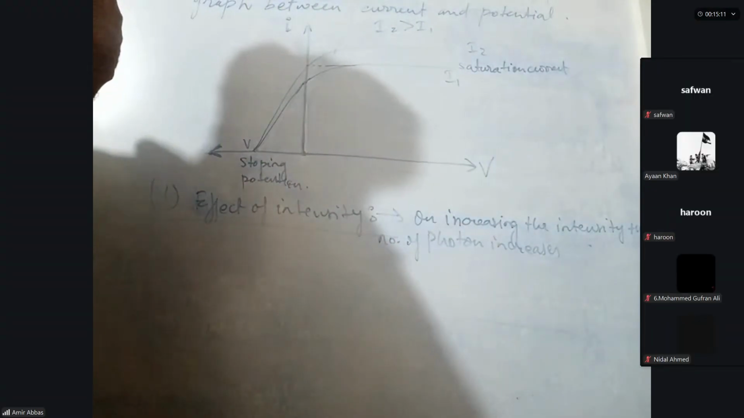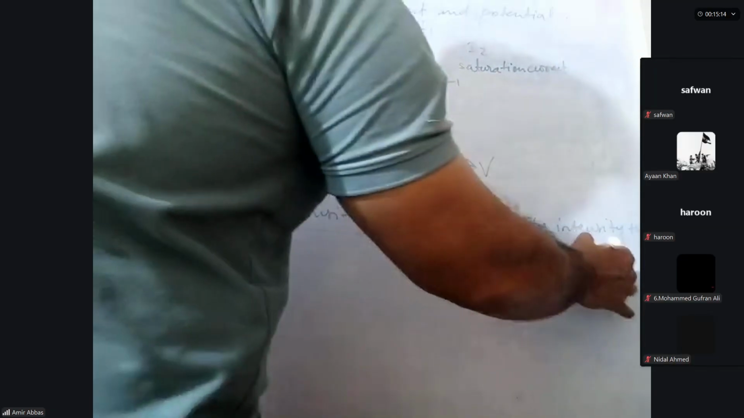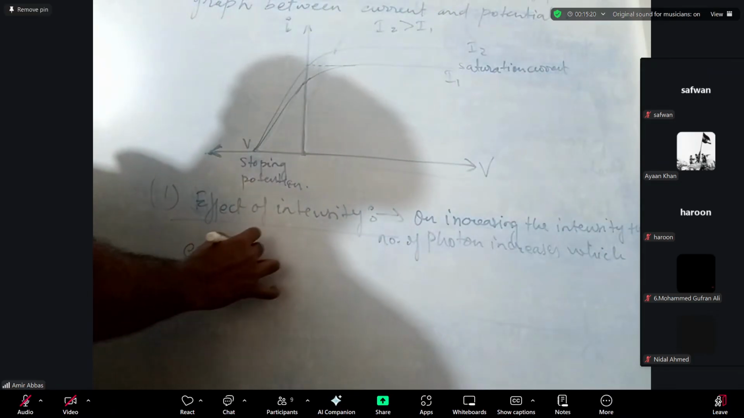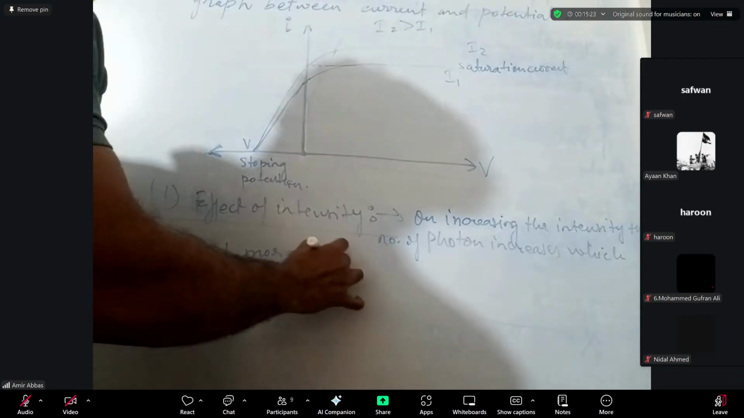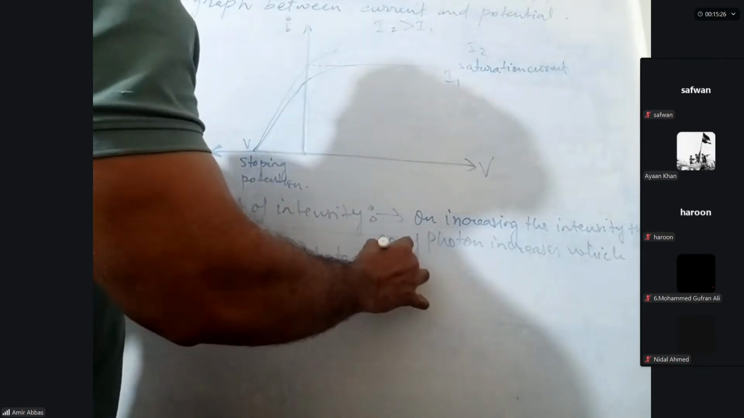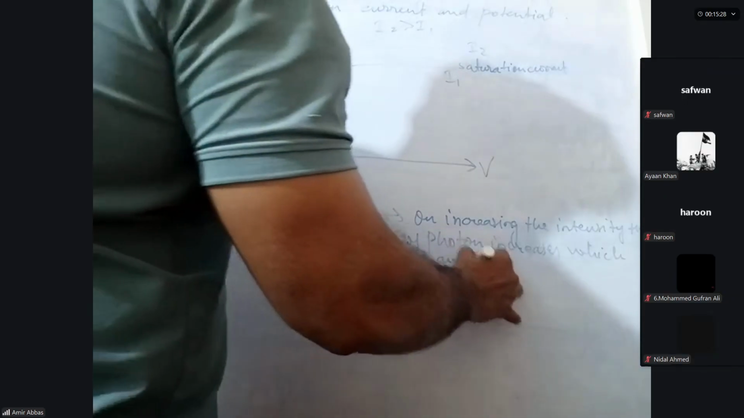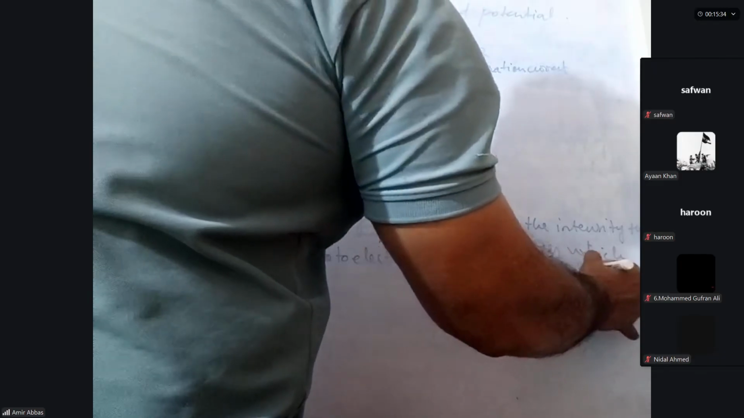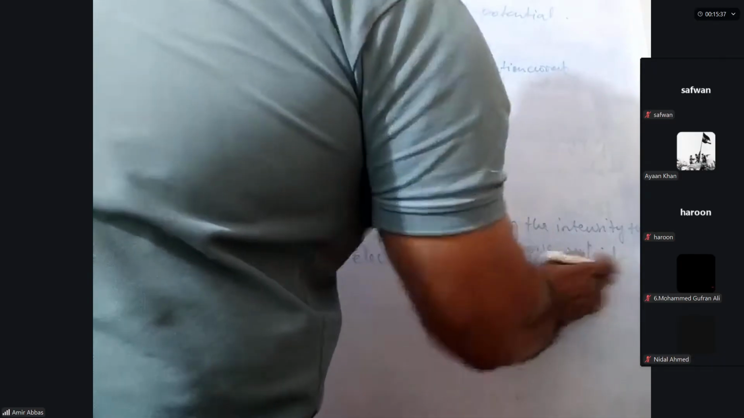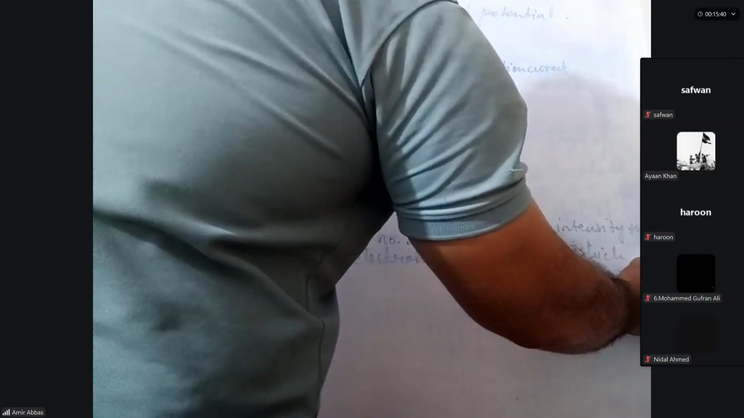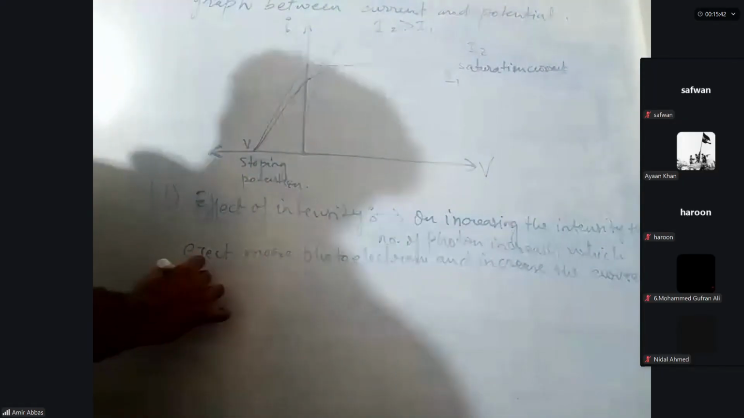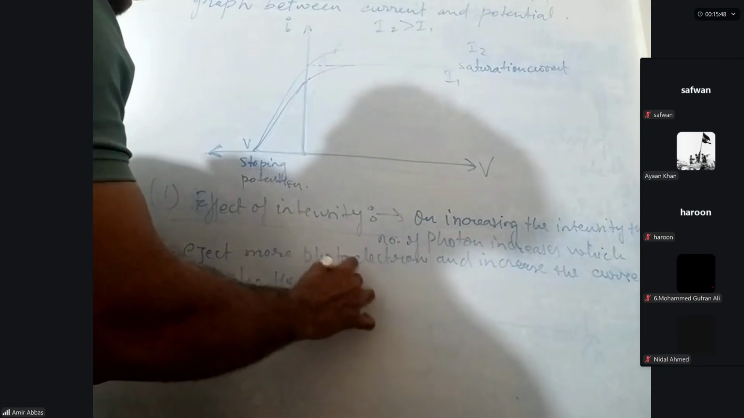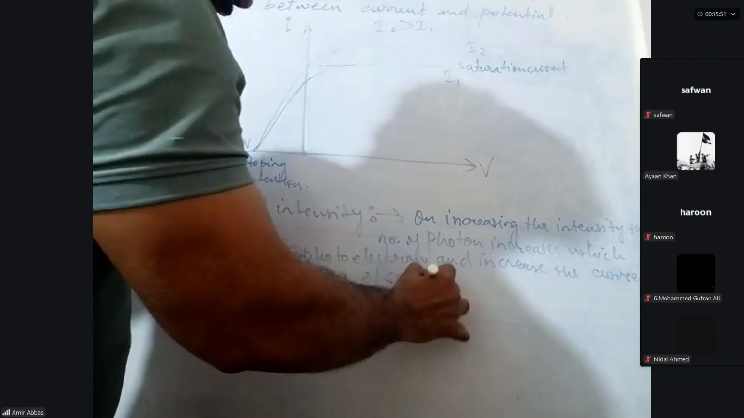On increasing the intensity, the number of photons increases, which ejects more photoelectrons and increases the saturation current, and also the value of saturation current.